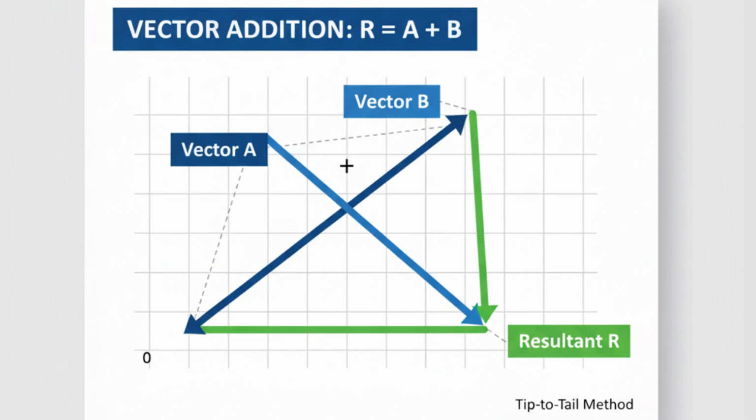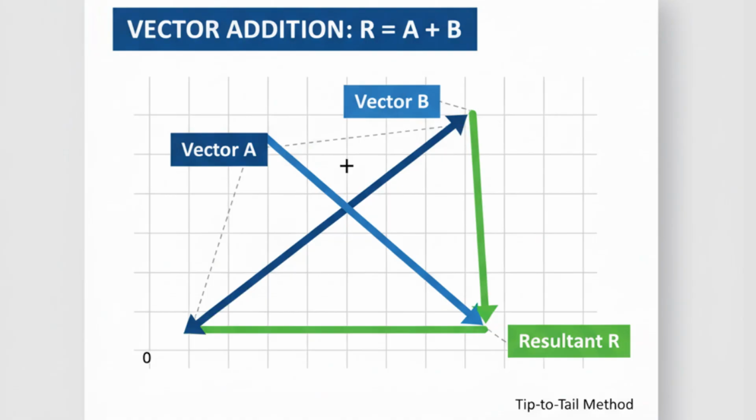And here you can see it perfectly. We've got vector A, and then starting right where A finishes, we add vector B. That third vector, the resultant, shows the direct path from the start of A all the way to the end of B. It's like the total result of taking both journeys.